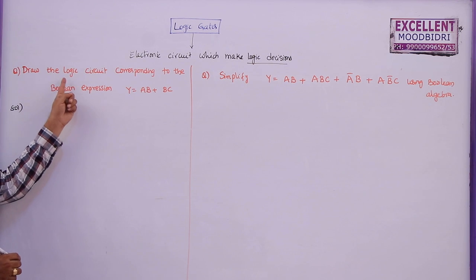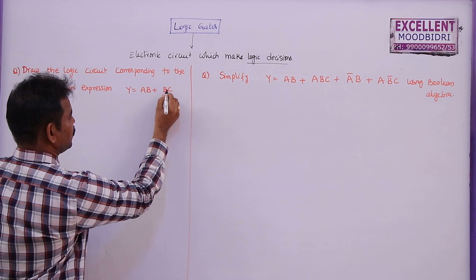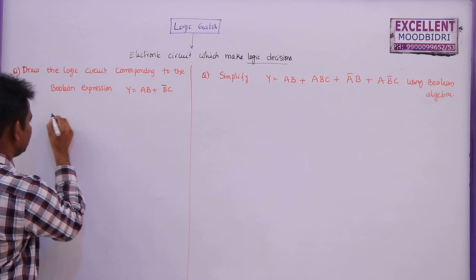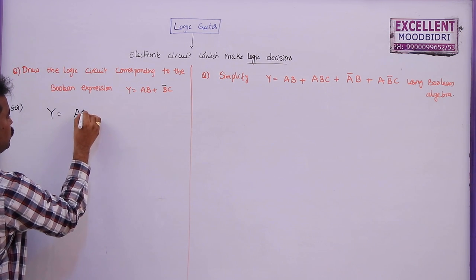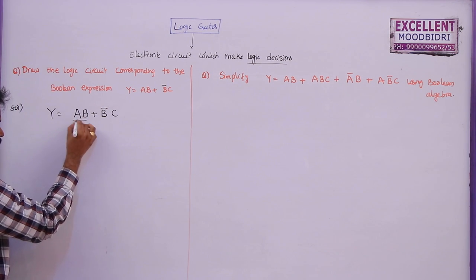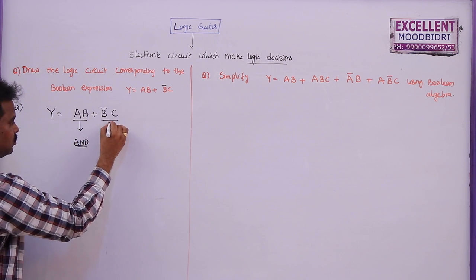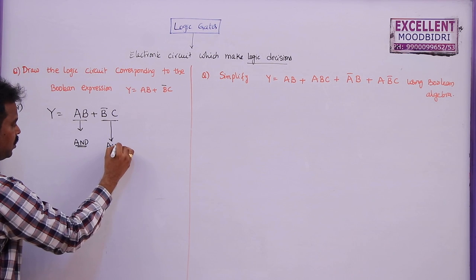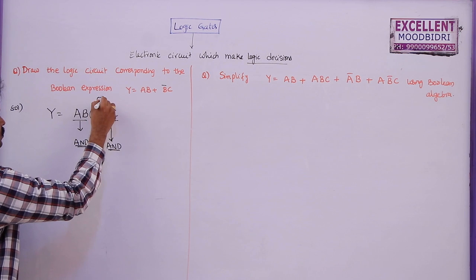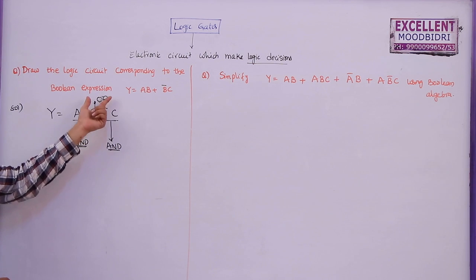Here draw the logic circuit corresponding to the Boolean expression y is equal to ab plus b bar c. Here you can see this equation y is equal to ab plus b bar c. So this is one product. For a product we need an AND gate for this operation. Similarly this is also another product. We need another AND gate here, and for this sum we need one OR gate. That means to draw the logic circuit we need two AND gates, one OR gate.